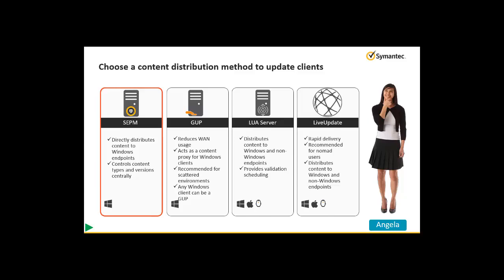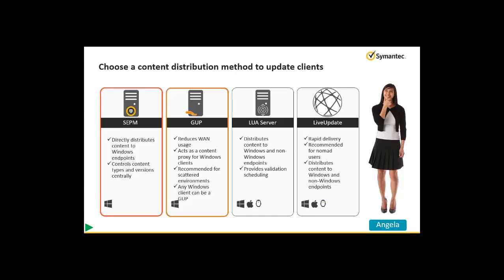When using the SEPM as a content distribution method, the management server communicates at regular intervals with the client. The intervals are known as heartbeats. On heartbeat, the client publishes its current state and, when necessary, receives from the SEPM a new content update. The group update provider acts as a content proxy for a remote site where a WAN link is relatively small. Any SEP client can become a group update provider by policy configuration.